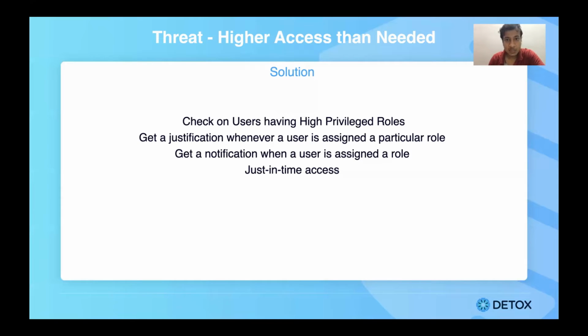For example, we need to assign a user access to the security reader or security administrator role for, let's say, 2 weeks. Then we should be able to grant that access only for 2 weeks, and after those 2 weeks the access should automatically be revoked.